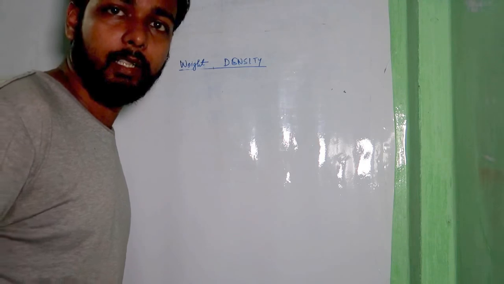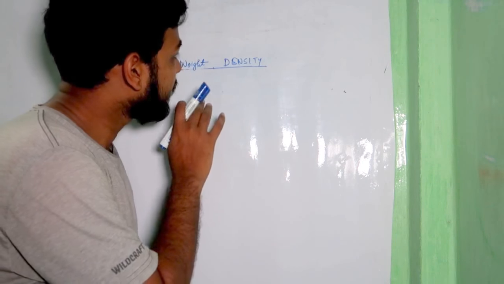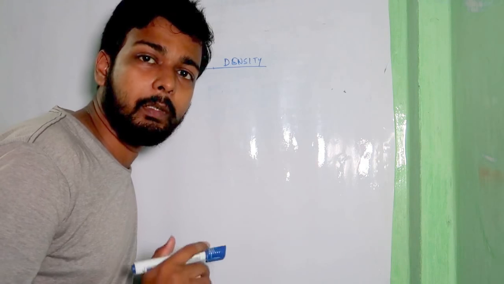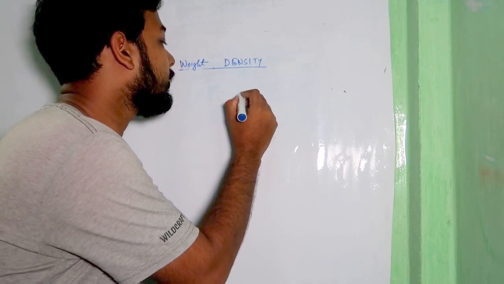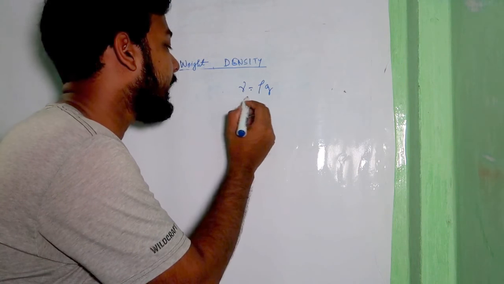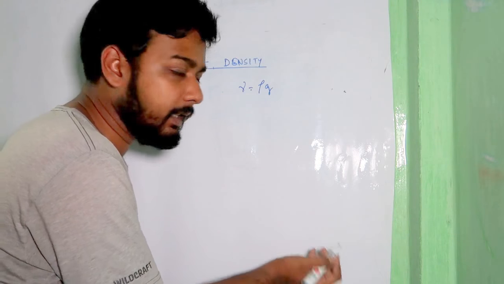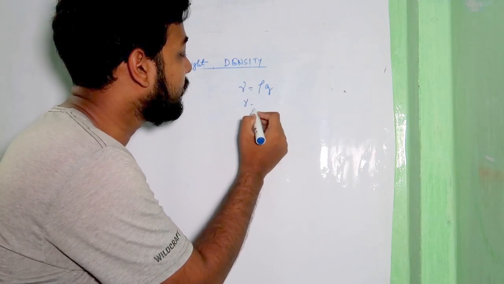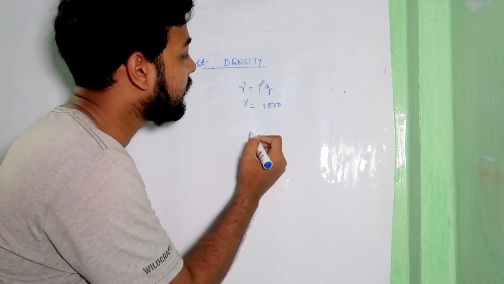For gamma there should be some standard value. So gamma equals rho g. In SI units, gamma equals 1000.